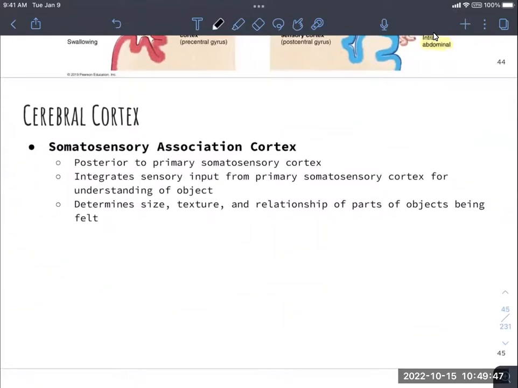So just like we have a motor association cortex, we have a somatosensory association cortex. And it is just behind the primary somatosensory cortex. And that helps to integrate, bring things together of what is happening. It'll determine how big is this something that's touching you? What's the texture? Especially with food. Some people have texture problems with what foods they're eating. That all comes from that somatosensory association cortex.